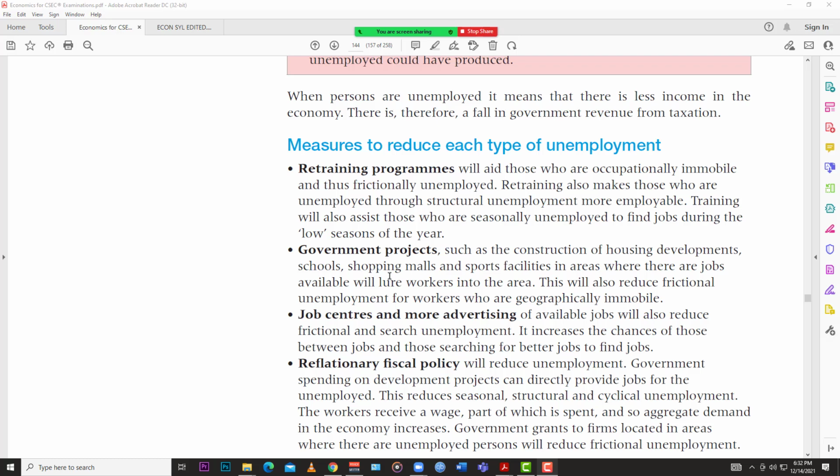Three, job centers and more advertising of available jobs will also reduce frictional and search unemployment. So you know that jobs are available, so you go directly to the source to try to get the job, instead of having to be going here, there, everywhere, hunting. Once you know the job is available, you go and try and get it. It increases the chance of those between jobs and those searching for jobs to find jobs.